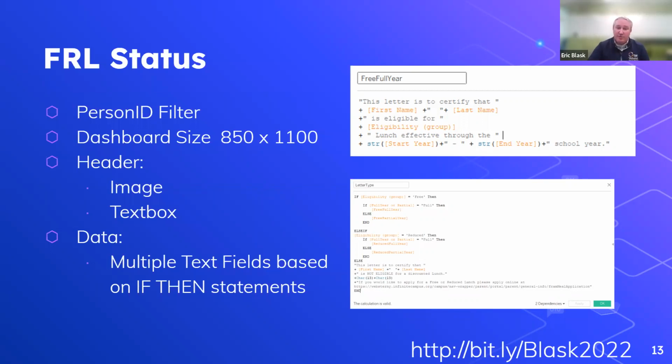So you can get some a little more complicated if statements, a little bit more complicated strings, just putting some things together. Again, this is basically the sentence that gets built for free and reduced lunch: this letter certifies, grab the first name, put a space, grab the last name, is eligible for, what's their group, add in the lunch effective through, and then put the date. So it's a little bit more complicated building those strings, but all things that are fairly easy to do as well.